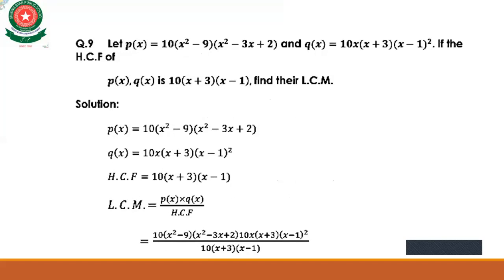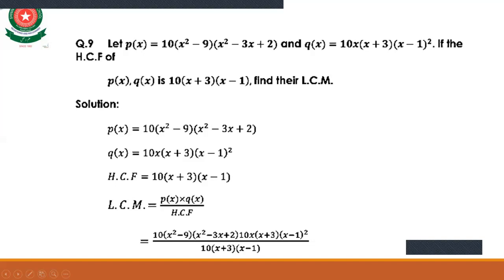If the HCF of p of x and q of x is 10 into x plus 3 x minus 1, then find their LCM. We have three things given here: p of x, q of x and HCF. We have to find LCM. As you know the formula, LCM multiply HCF is equal to p of x multiply q of x. So LCM will be equal to p of x multiply q of x divided by HCF.